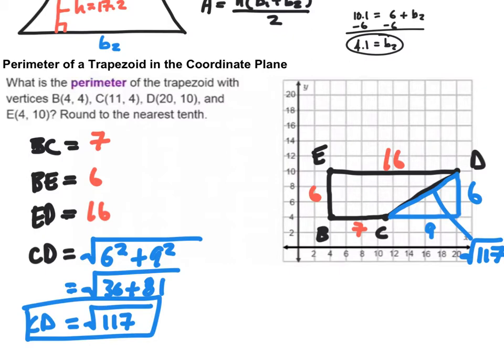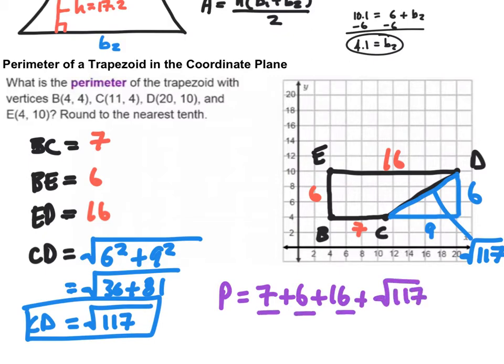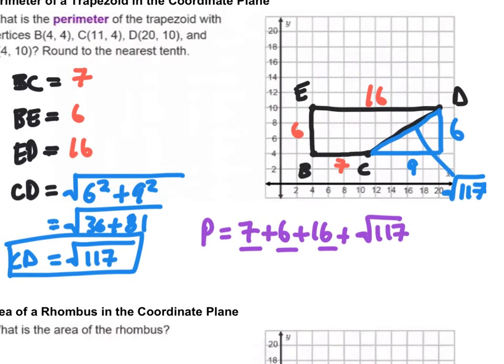Okay, so now if I wanted to find the perimeter P, all I'm going to do is add these numbers up. So I'm going to take 7 plus 6 plus 16 plus the square root of 117. You can add all these up. 13 plus 16 is going to give me 29. So then I get that my perimeter is equal to 29 plus the square root of 117. Okay, and let's add that in there. So I've got the square root of 117 plus 29, which is going to give me an approximate value.